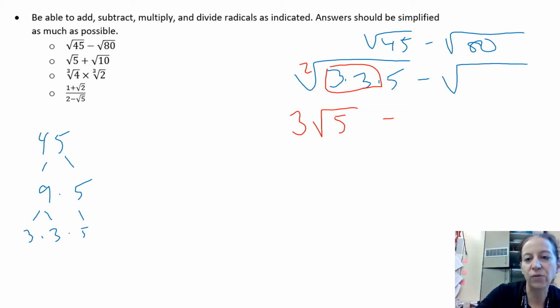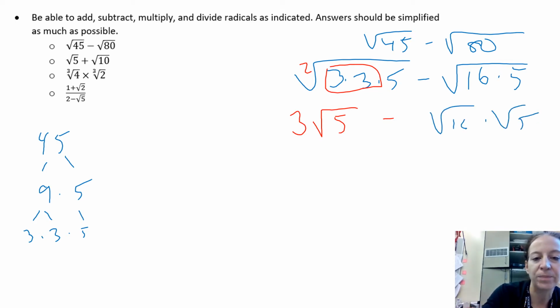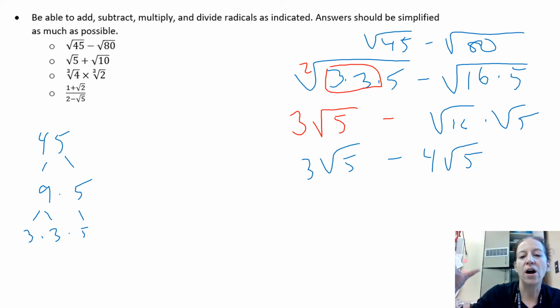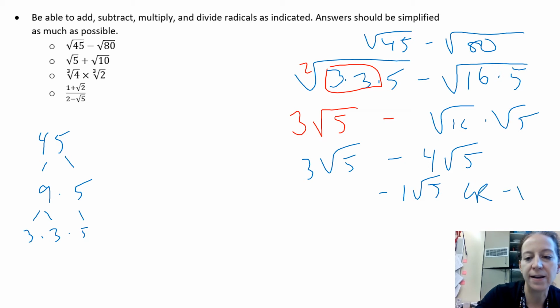So I'm going to do this one a different way. 80 is the square root of 16 times 5. And so we would have the square root of 16 times the square root of 5. And the square root of 16 is 4. And so what we end up with is 3 root 5 minus 4 root 5, which is negative 1 root 5. Or you could just say negative root 5. Okay, that would be fine as well.